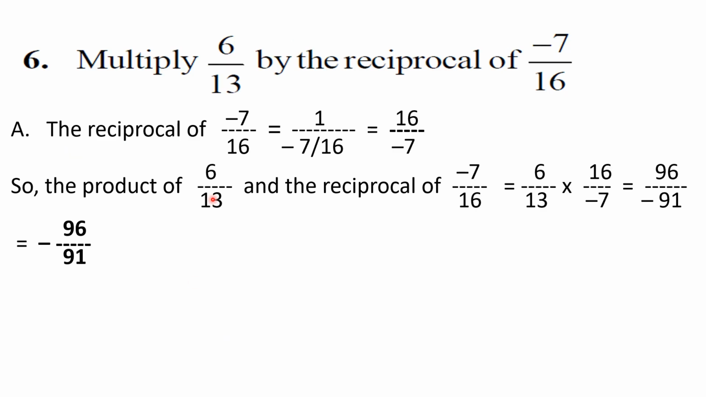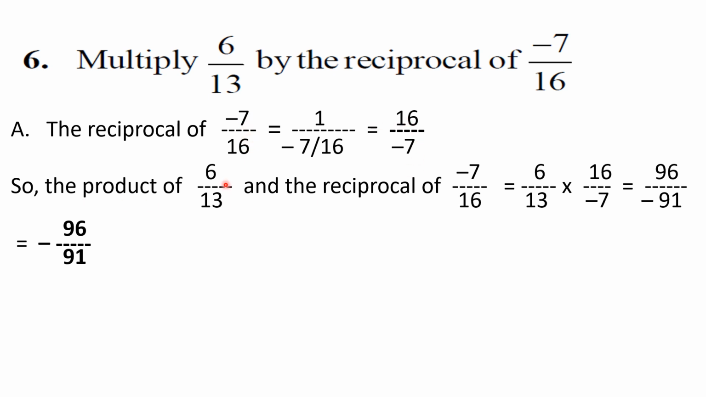Last question, question number 6. Multiply 6 upon 13 by the reciprocal of minus 7 by 16. Read this carefully. We have to multiply 6 by 13, not by this number, but by the reciprocal or the multiplicative inverse of this number. So first we will find the multiplicative inverse of this number and then multiply it by 6 by 13. The reciprocal of minus 7 upon 16 is equal to 1 upon minus 7 upon 16. 16 goes up, it becomes 16 by minus 7, or we merely interchange their positions.